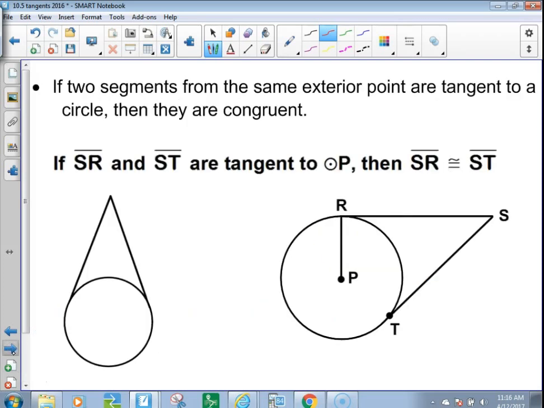All right. You have a picture like this. If two segments from the same exterior point are tangent to a circle, then they are congruent. So these two tangents are congruent to one another. Okay, and that picture we already dealt with.